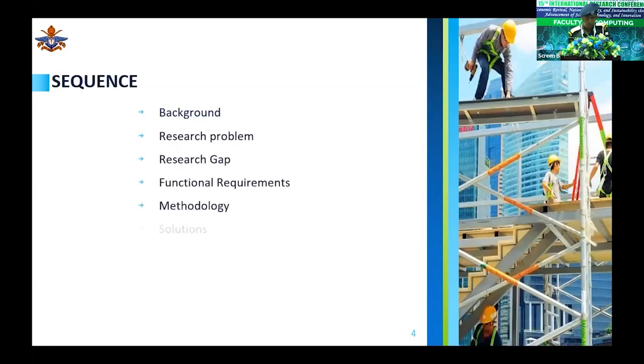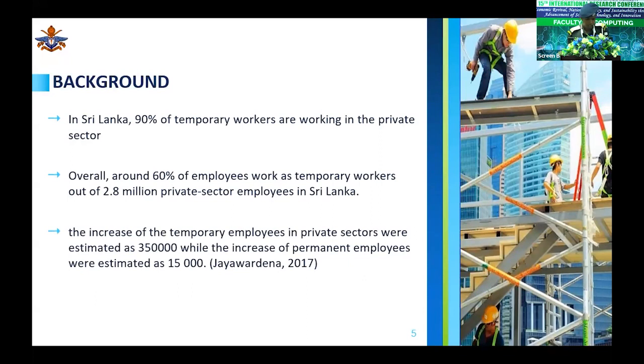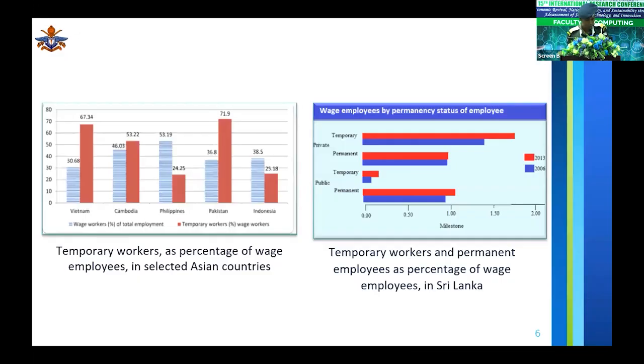The screen shows the sequence of my research presentation. Background: in Sri Lanka, 90% of temporary workers are working in the private sector, and overall around 60% of employees work as temporary workers out of 2.8 million private sector employees in Sri Lanka. There is an increase of temporary employees in private sectors, with a ratio of permanent to temporary employees of 1:22. And the figure shows the temporary workers as a percentage of wage employees in selected Asian countries, as well as in Sri Lanka.